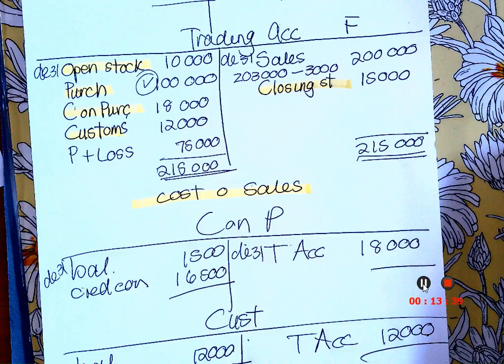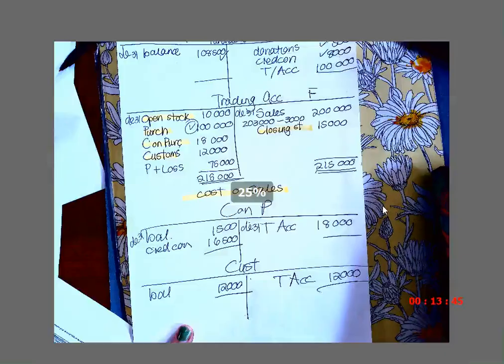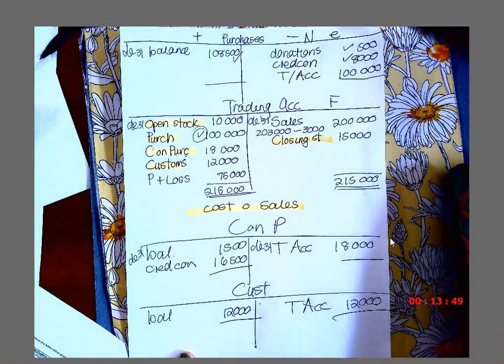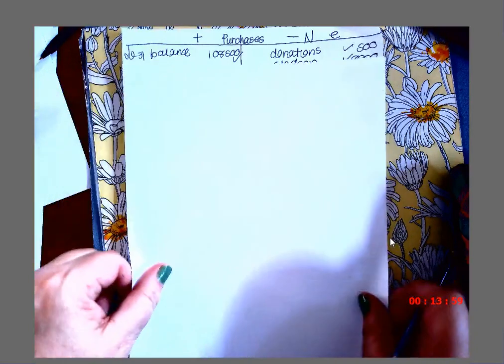For you, please listen. Don't lose concentration. This is now the process. Let me just make it smaller. This is the process of periodic. I just want to also show you the process you are used to, the perpetual one.